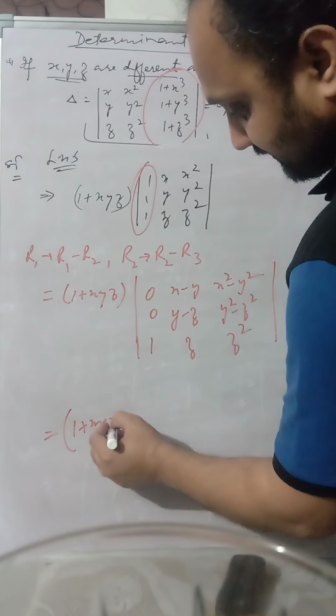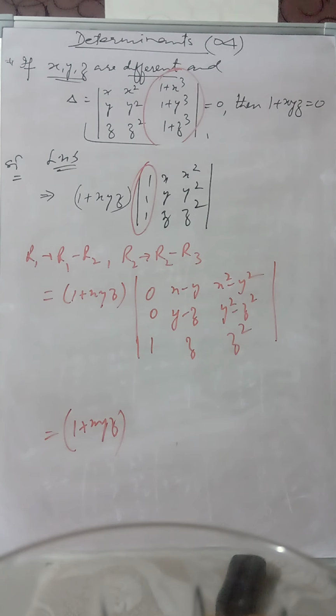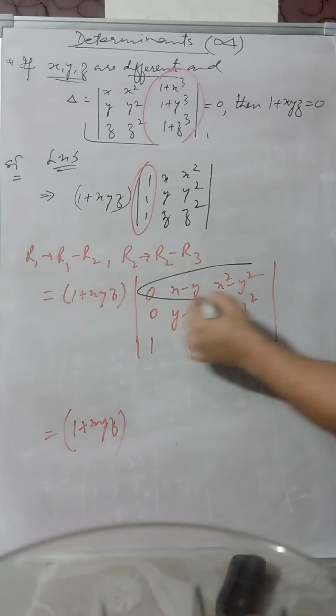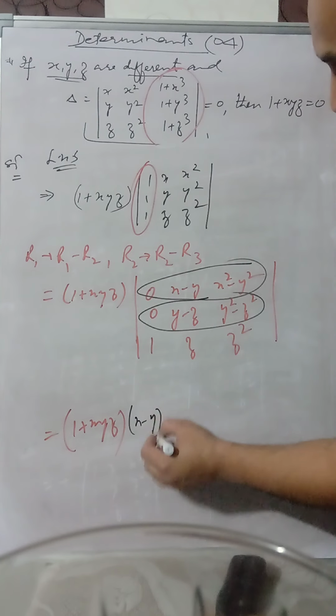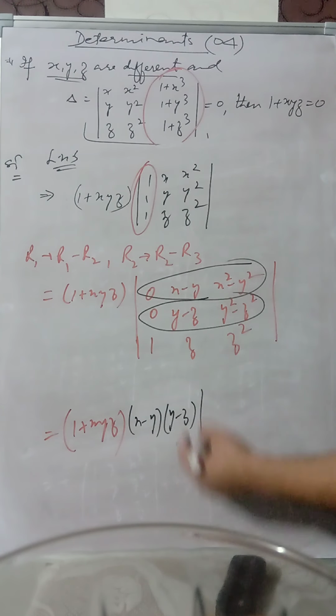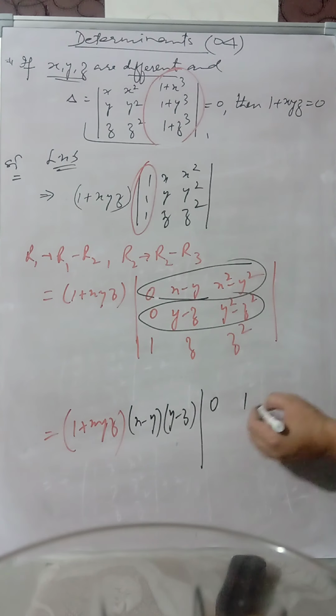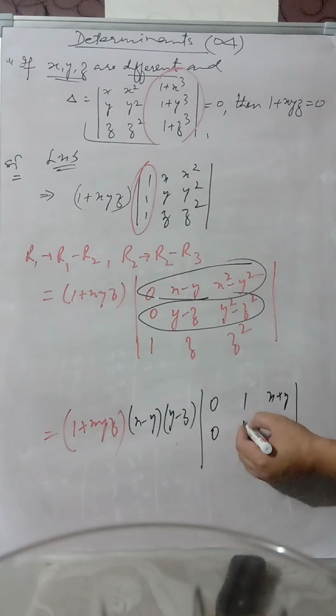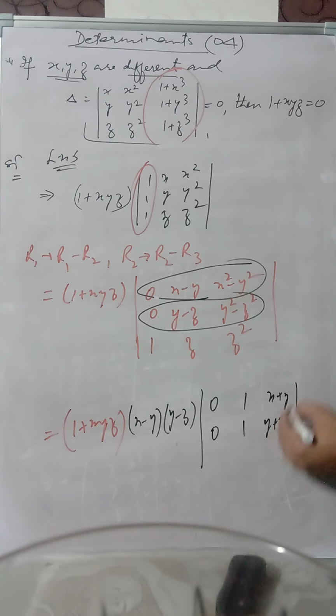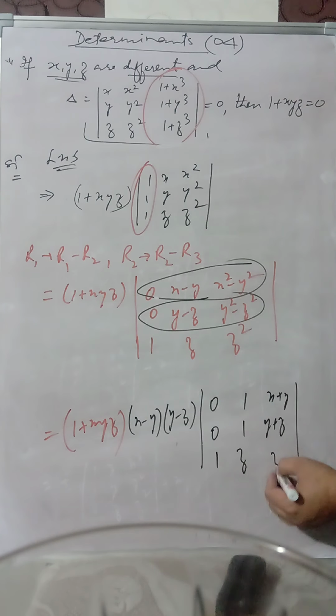So 1 plus xyz. Now from the first row you can take x minus y common, and from the second you can take y minus z common, so it will be x minus y, y minus z. From the first row, after x minus y went, what is left? 0, 1, and here x plus y. Then 0, 1, y plus z, and 1, z, z square.